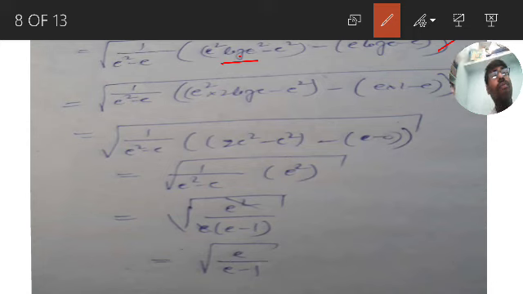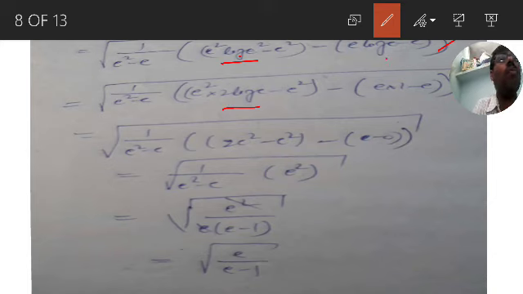Log x to the power of n. Can you remember? Log x to the power of n can be written as n log x. Log e to the power of 2 can be written as 2 log e. And what is the log e value? Log e value is 1.